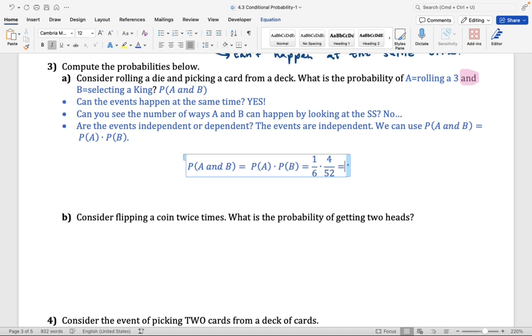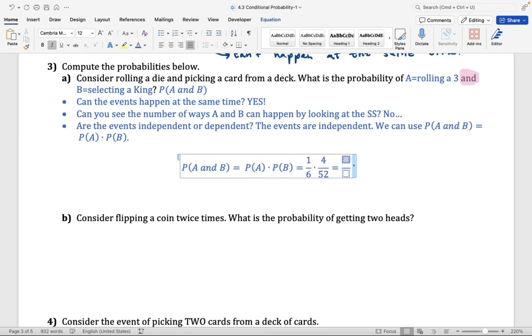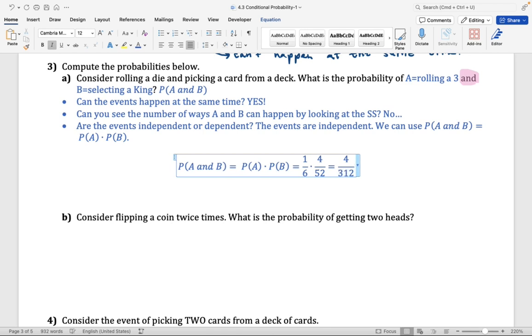You could also do some of this work by hand. For example, I know that when I multiply fractions, I multiply across the numerator and across the denominator. So I can go ahead and simplify this by hand. Here on the numerator, I have 1 times 4, which is 4. On the denominator, I have 6 times 52, which is 312. Again, this is just some simplification that I'm doing by hand. You don't have to. You can simply enter 1 over 6 times 4 over 52 on your calculator.